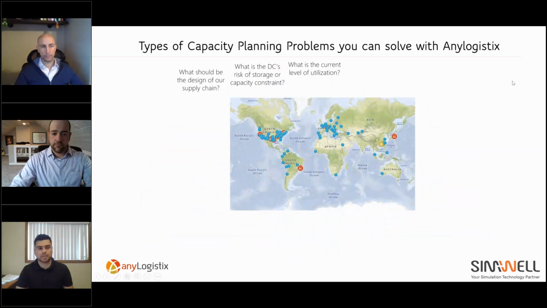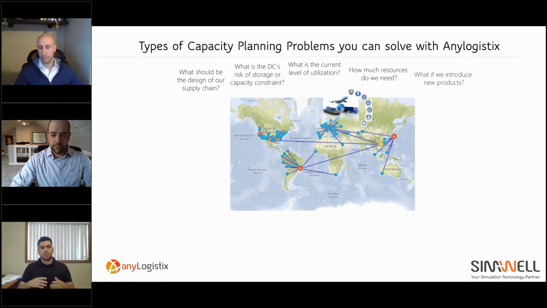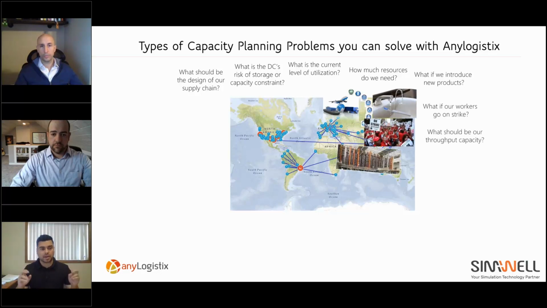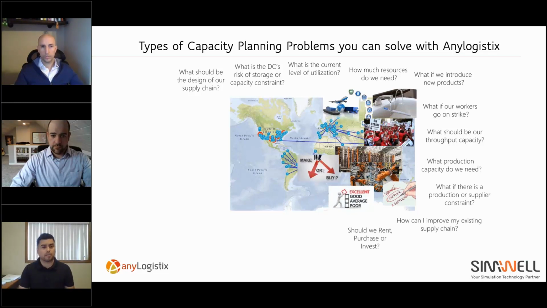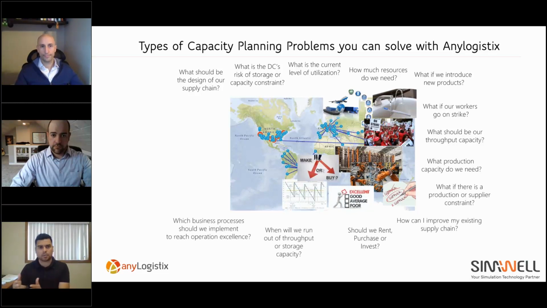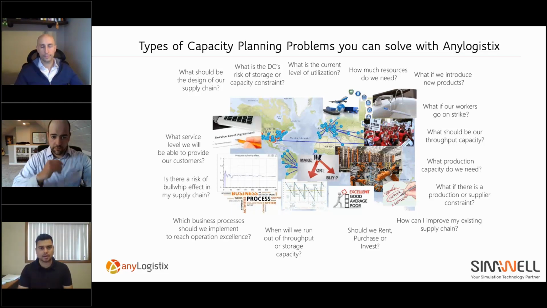Okay, so let's talk about the types of problems that anyLogistix can solve. In capacity planning, for example, what should we design in our supply chain? What is the risk of a storage or capacity constraint? At what time are you going to run out? We can simulate that. What if we introduce new products? What if our workers go on strike, right? The research now starts impacting there. What's the rate if 50% of your labor force is no longer there?